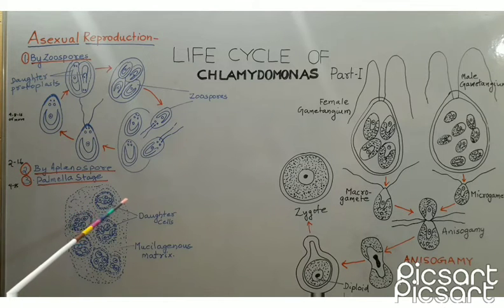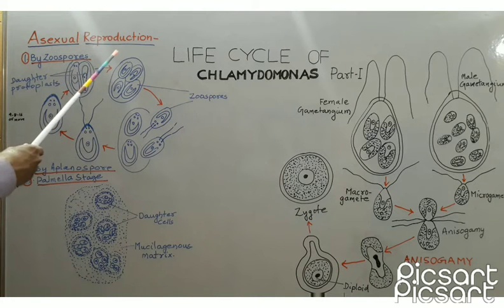This palmella stage is a non-motile stage and it is a temporary reproductive phase in the life cycle of Chlamydomonas. When the condition becomes favorable, all the daughter protoplasts that remain enclosed in the matrix transform into motile zoospores, and the zoospores can grow further to form a new Chlamydomonas. This is about the process of asexual reproduction in Chlamydomonas.